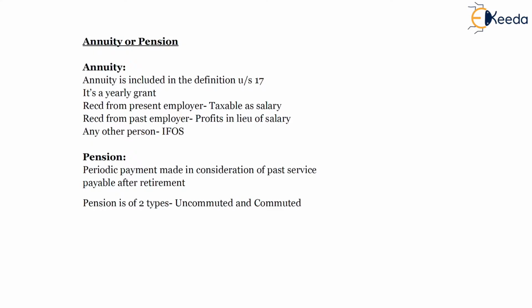The word pension is nothing but payment which is made to the employee for the purpose of past services rendered by the employee to the employer, right friends? So friends, pension is nothing but a periodic payment or a lump sum payment which is made only for the consideration of the past services rendered by the employee. And annuity is an annual grant which is again paid by the employer to the employee, right friends?